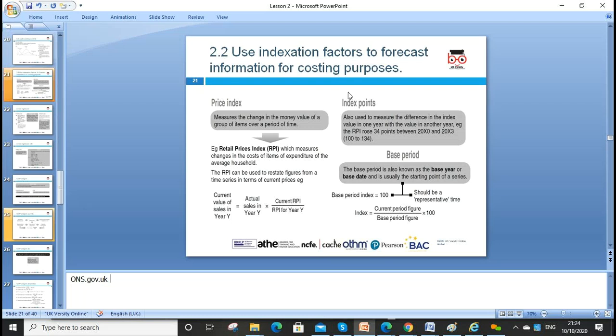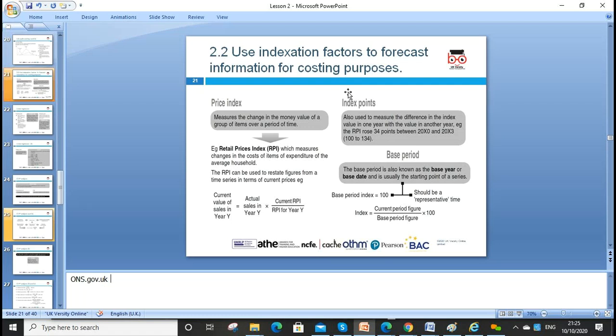The current value of sales in year Y is the actual sales in year Y times the current retail price index divided by the retail price index in year Y. Yes, Y is the previous year, and we compare it with the current year, a base year or base period. An index also measures the difference in the index value in one year with the value in another year. So the retail price index rose 34 points between 2000 and 2003, so 100 to 134. So that went up.